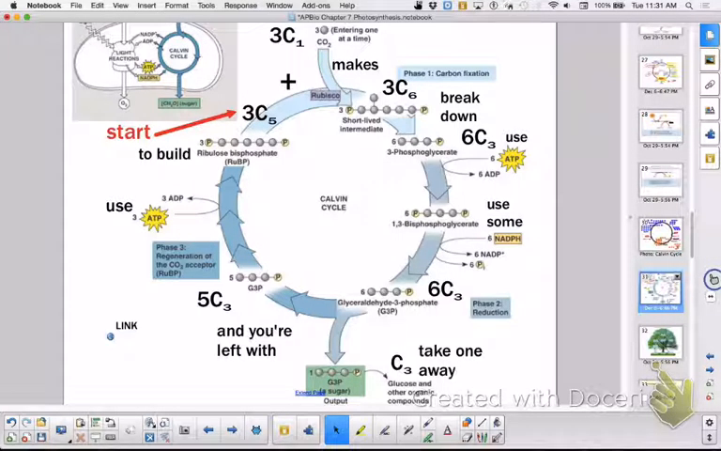See, like that, glucose. So the second time through, that's what you say. Do it again. Take one away, glucose. And you're left with 5C3. Use some ATP to build 3C5. Stop. Breathe.